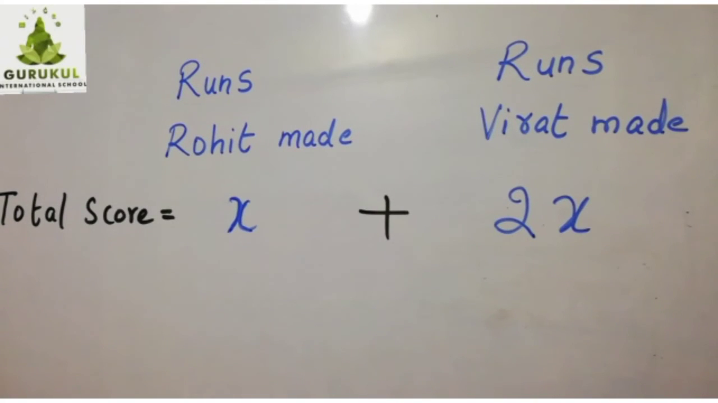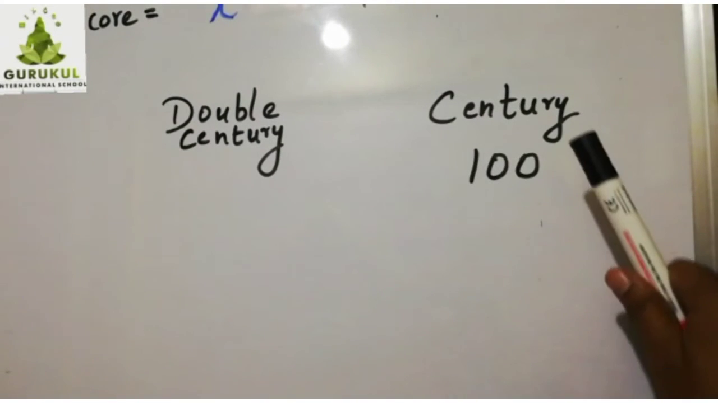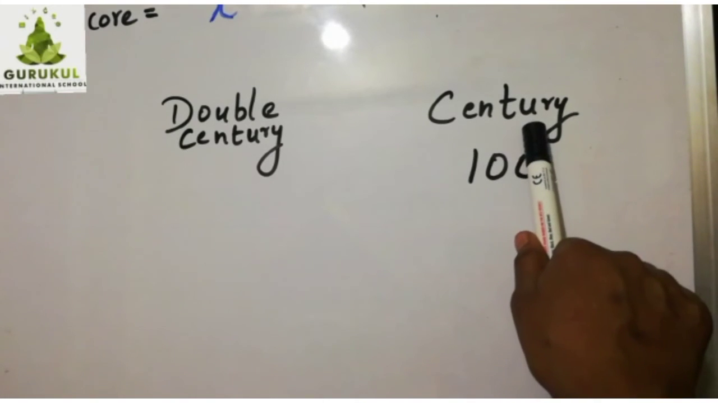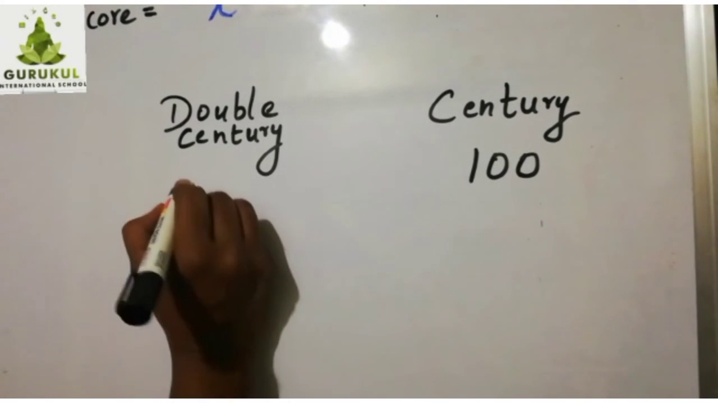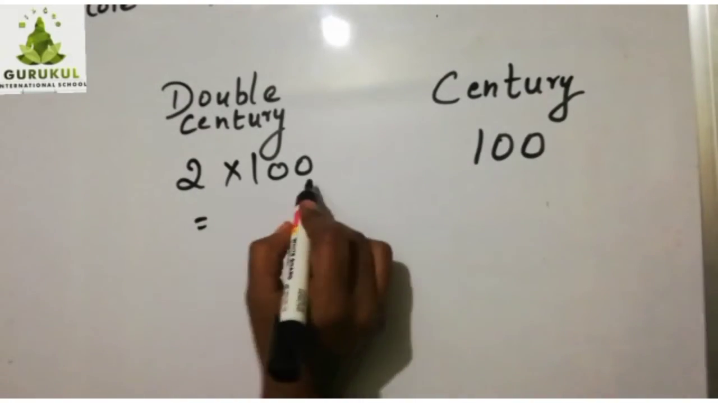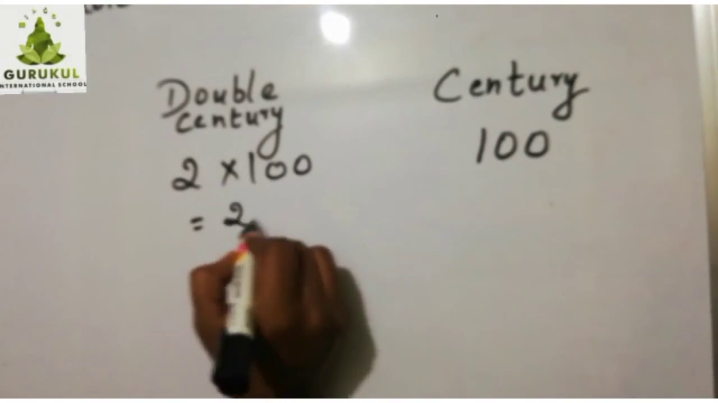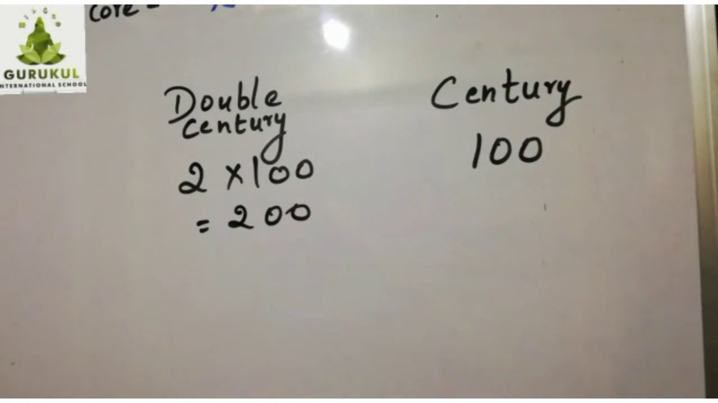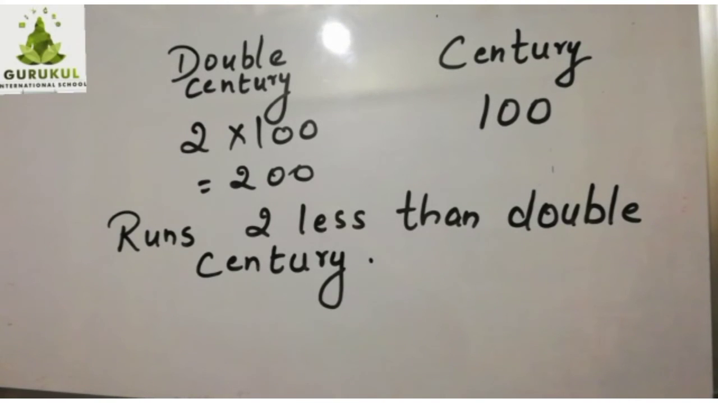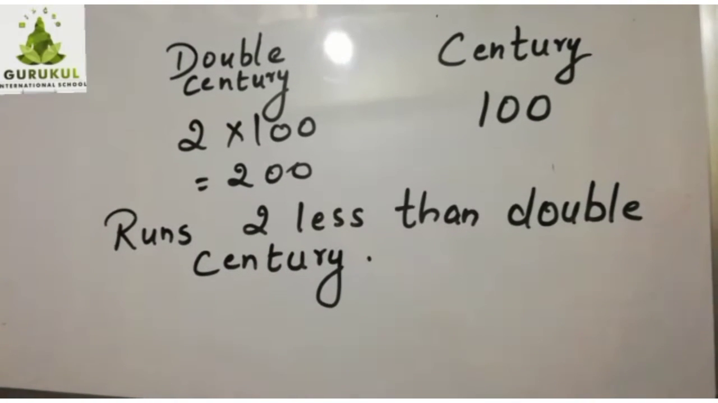Now come to the second part of the question, that is the condition part. Now century means 100. If 100 runs are made in a century, double century means 2 into 100. That is, double century means 2 into century. That is 200 runs. Is this much clear to you? Century means 100. So double century means 2 into 100. That is 200. Now in the second part it's given runs 2 less than double century.